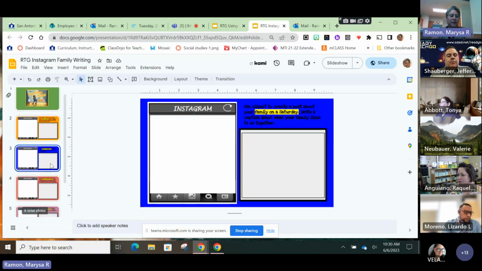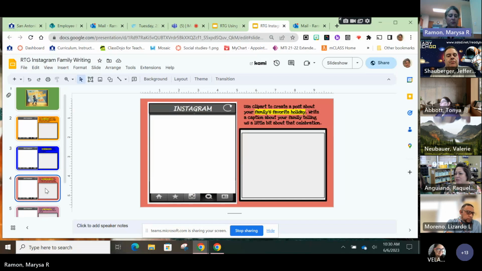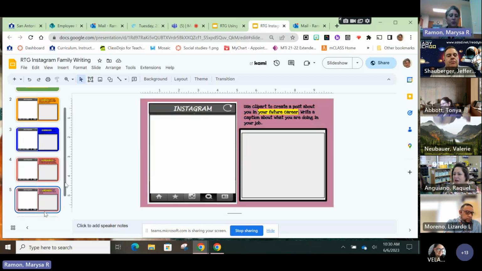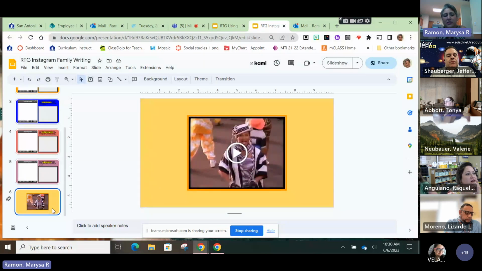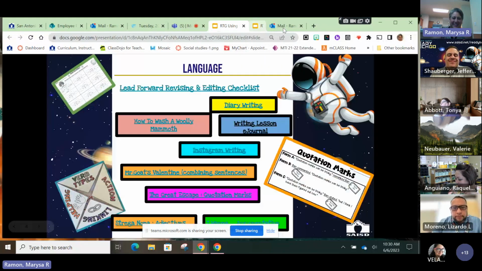And then each day they would be doing a different one: family on a Saturday, family's favorite holiday, your future career. So this is one of them already doing their career. And then just for fun, on the last day, we learned the electric slide. Luckily Coach was doing it in PE as well, so they were pretty good at it.